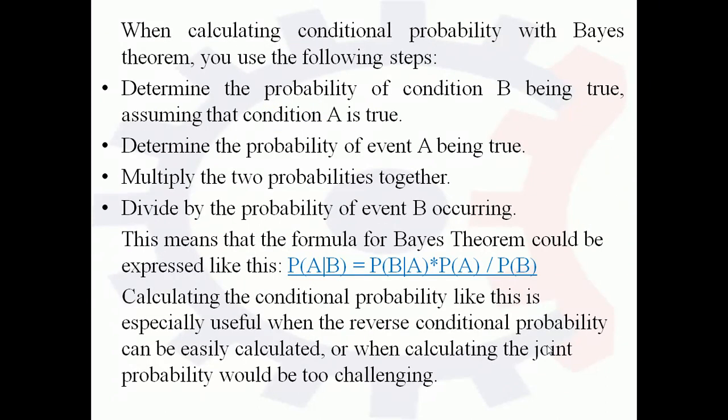When calculating conditional probability with Bayes theorem, you use the following steps. First, determine the probability of condition B being true, assuming that condition A is true. Second, determine the probability of event A being true. Third, multiply the two probabilities together. And fourth, divide by the probability of event B occurring.